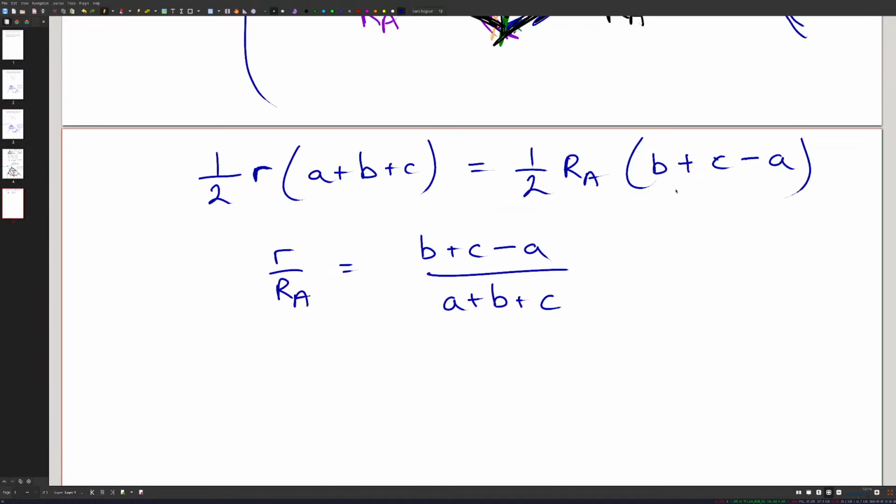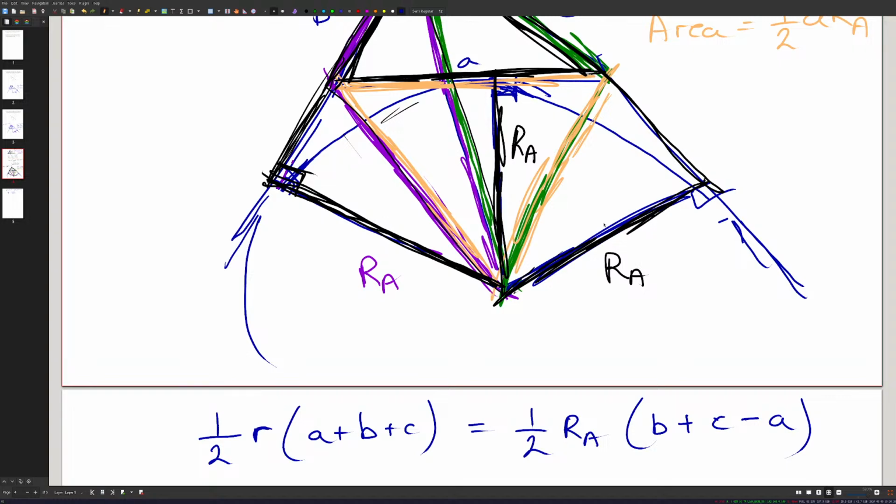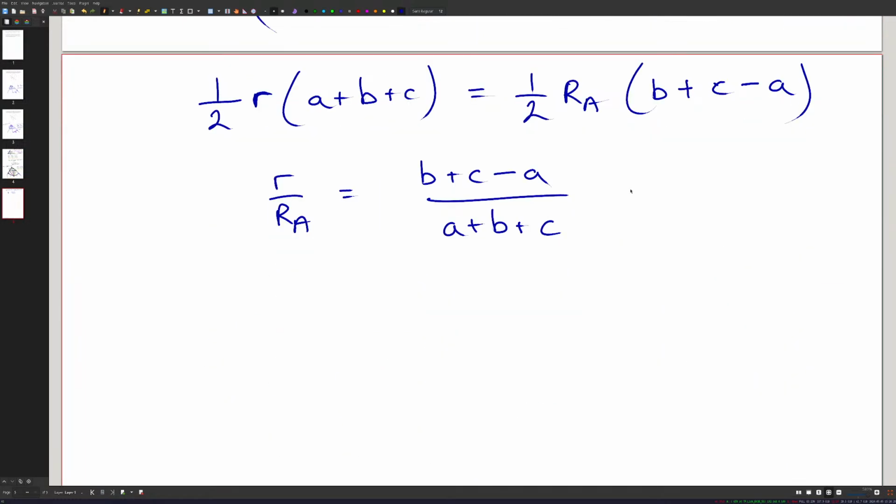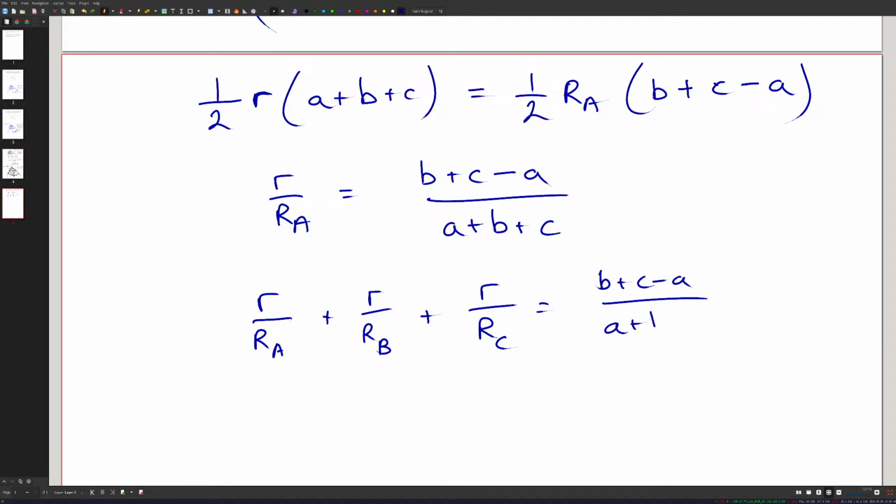So maybe this is a more complicated way to do it, but this is the thing I was talking about where you can do it just with looking at areas of triangles. And so again, if you add them, r over ra plus r over rb plus r over rc is equal to (b plus c minus a) over (a plus b plus c), plus (c plus a minus b) over (a plus b plus c), plus (a plus b minus c) over (a plus b plus c).